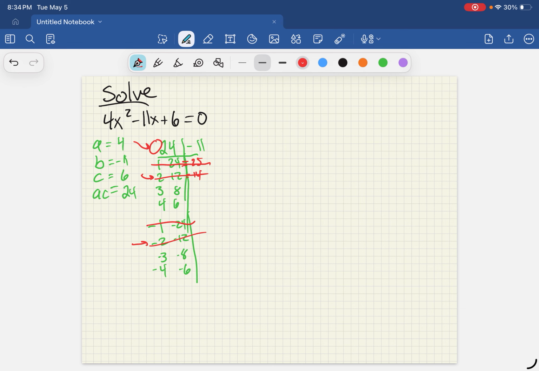And I can cross off the negatives because the only thing that's going to change is the sign. -2 plus -12 is going to almost be the same as 2 plus 12. It's positive or -14. And I bring that up because when I add 3 and 8 together, I get 11. But I don't want 11. I want -11. That means I can stop, and it's going to be these two numbers right here. So I'm going to rewrite this.